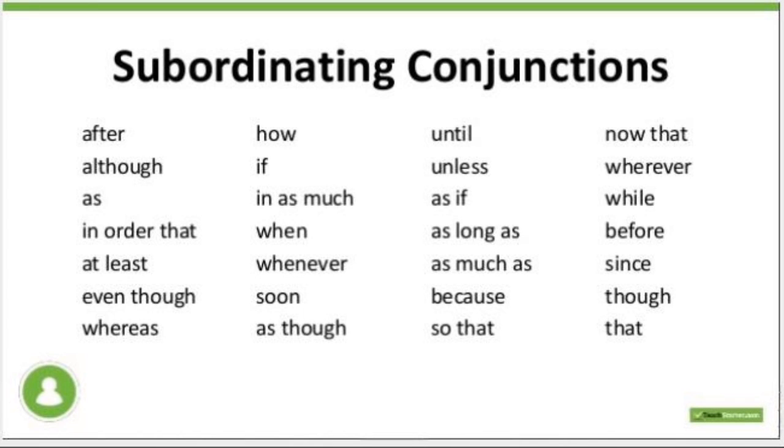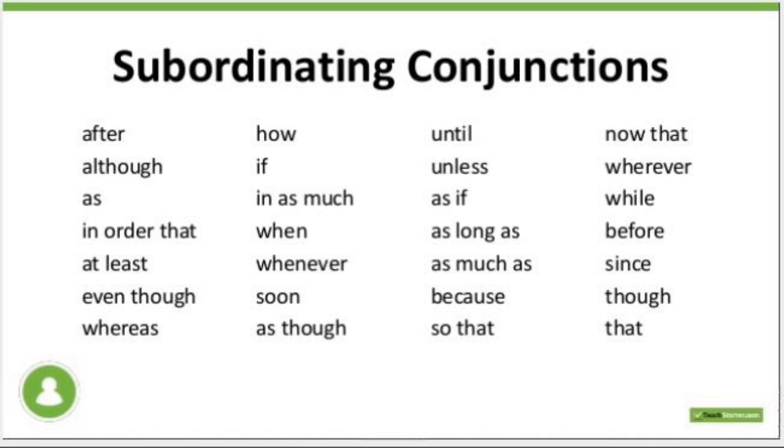These are the words that are used to join an independent clause to a dependent clause to make a complex sentence. So: after, although, as, in order that, at least, even though, whereas, how, if, inasmuch as, when, whenever, soon, as though, until, unless, as if, as long as, as much as, because, so that, now that, when, wherever, while, before, since, though, that.